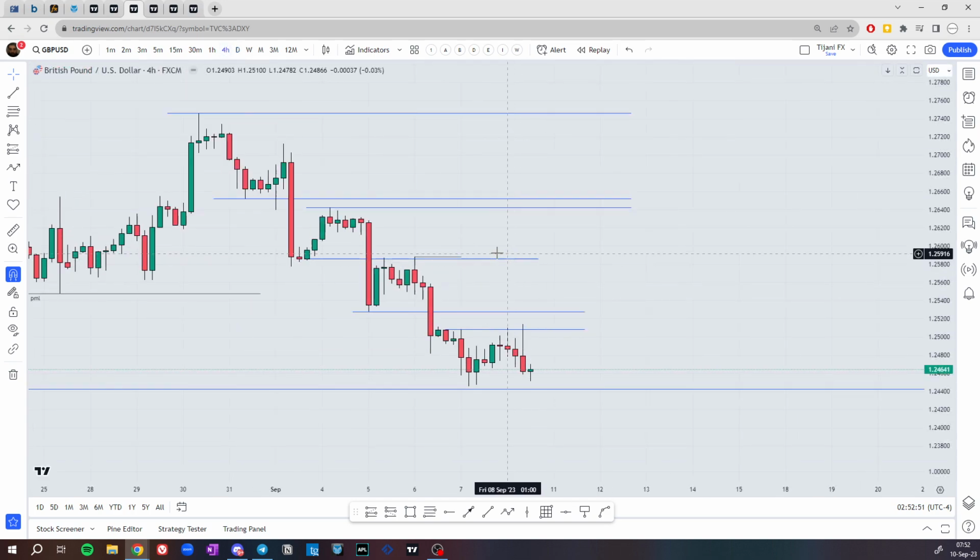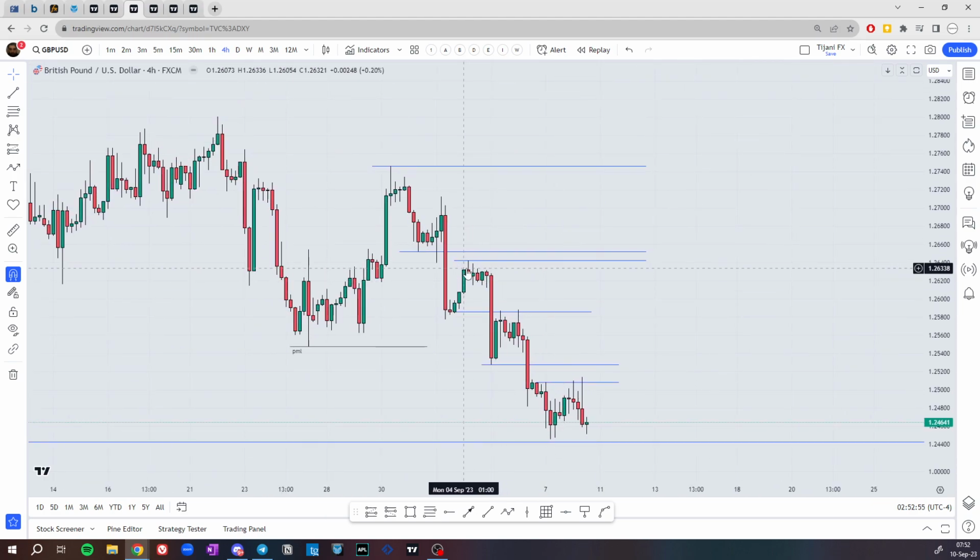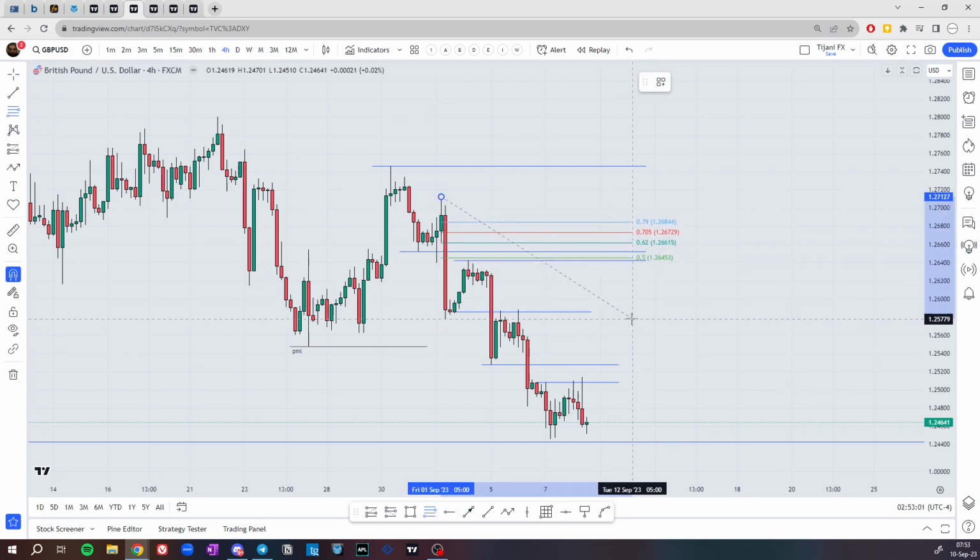On the 4-hour time frame, what do we see? We see price during Monday has retraced to this range here. As you see, we have this range from this high to this low. Price has shown some retracement, but it didn't get to equilibrium, but it filled this 4-hour fair value gap, the 4-hour breaker.